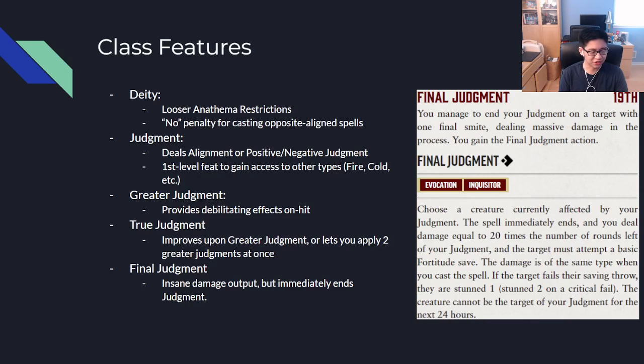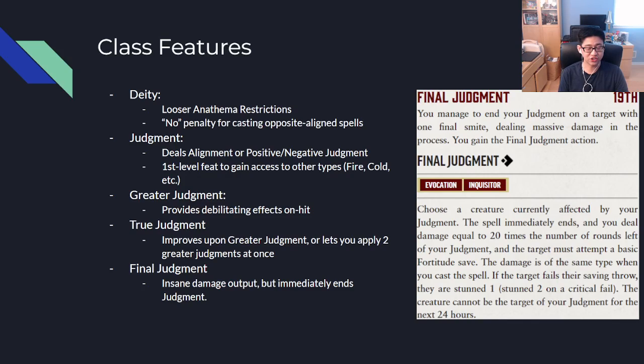So the first thing I wanted to do was loosen the restrictions that deities impose on you. Because you are an Inquisitor, you're not necessarily going to be upfront about how you go about doing your business. You're very much covert, very much want to subvert your true mission, because, well, that's the entire purpose of the class. So I loosened the anathema restrictions that deities impose on you. First and foremost, there is no longer any penalty for casting a spell of the opposite alignment.